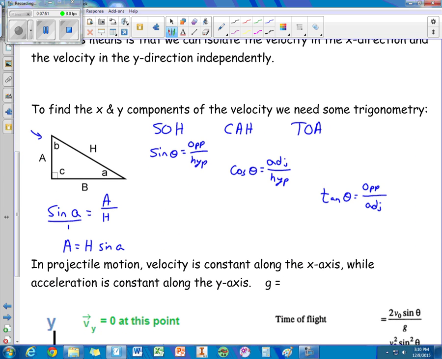All right. Something else that we can use is the Pythagorean theorem, where side A squared plus side B squared equals the hypotenuse squared.